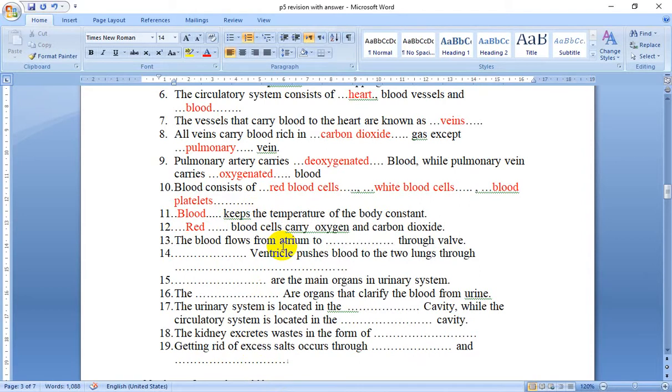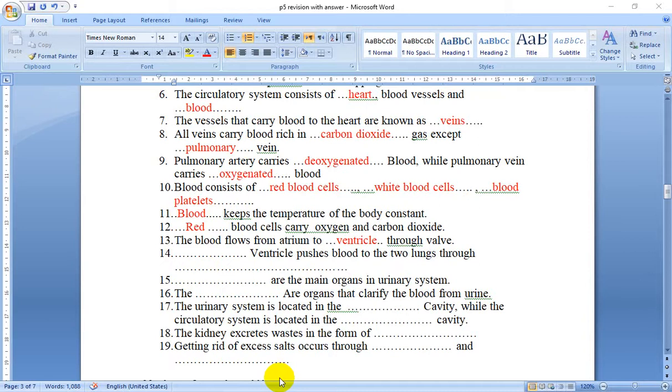Number 13. The blood flows from atrium to what? Through valve. Between them, valve. So the blood flows from atrium to ventricle through valve between them. Okay. Which ventricle pushes blood to the 2 lungs?